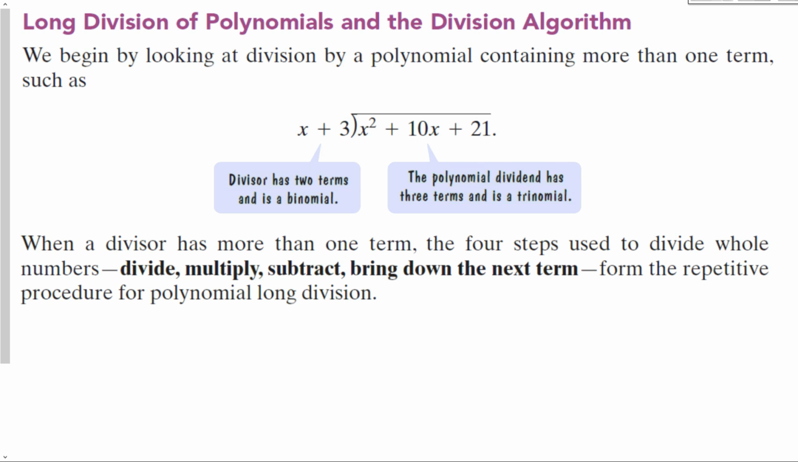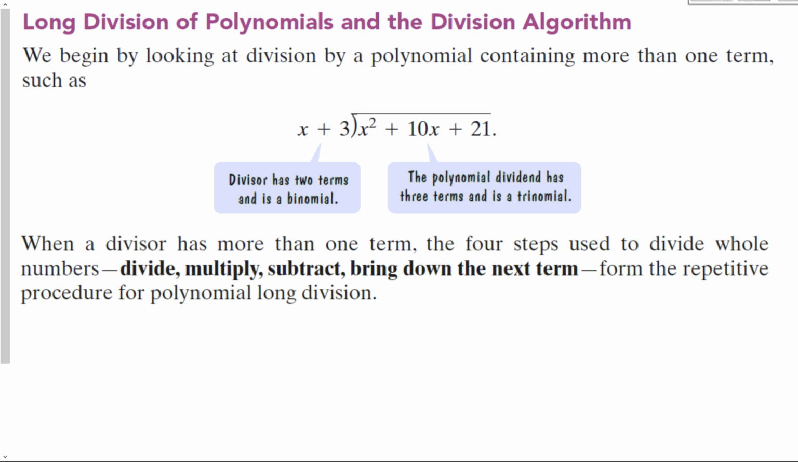So, long division of polynomials and the division algorithm. We can begin by looking at division by a polynomial containing more than one term, like this. The divisor has 2 terms, it's a binomial. The polynomial has 3 terms, and it's a trinomial. So we're going to divide a trinomial by a binomial. And you're probably thinking, well, this one's pretty easy because it actually factors. Yeah, it does, but it's not going to happen all the time, number 1, and you're not going to be able to notice it all the time, number 2. So let's get an idea of how this actually works, and then we can use it for any problem.